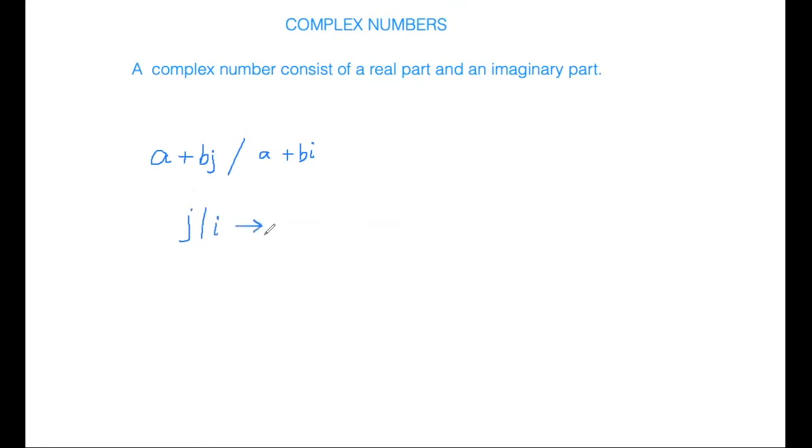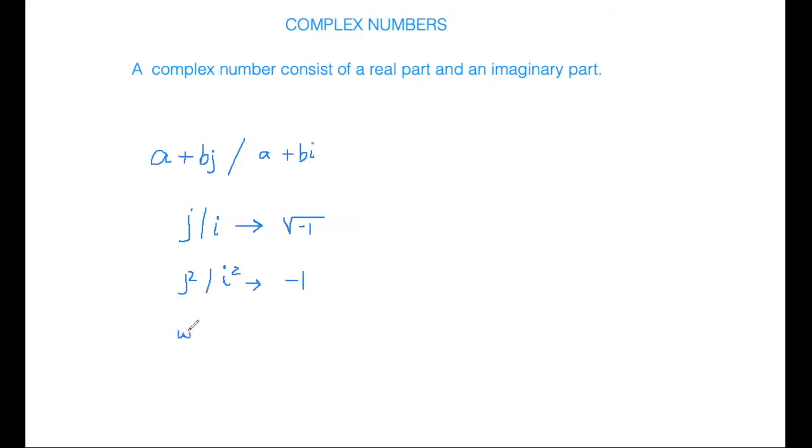Now, i and j is the same thing as square root of negative 1. So i is square root of negative 1, j is square root of negative 1. So if I square any one of them, given that it's the imaginary part, then this means that i square or j square is negative 1.